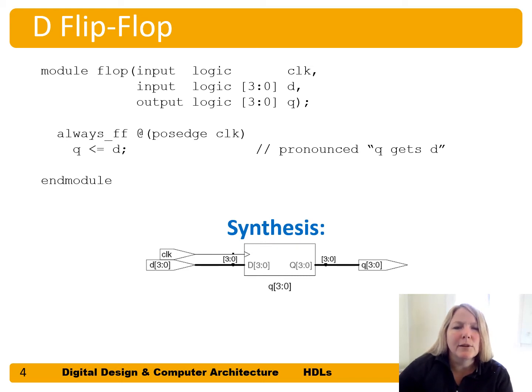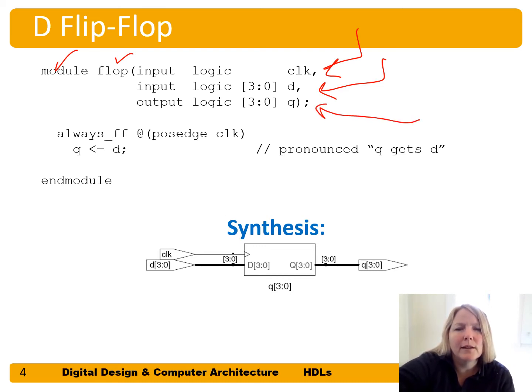So here's an example of a D flip-flop. We have the keyword module and the module name. In this case, we chose flop. Again, that's up to the circuit designer's choice. And we have inputs clock and D. This is a 4-bit flip-flop or a 4-bit register, and the 4-bit output Q.